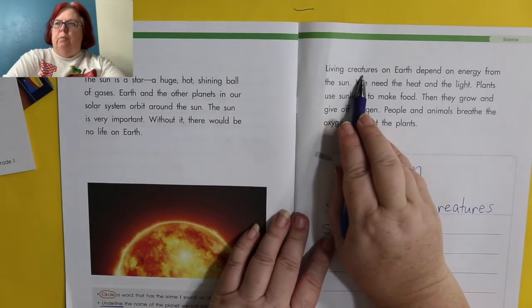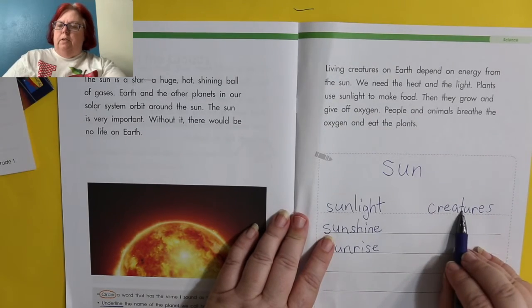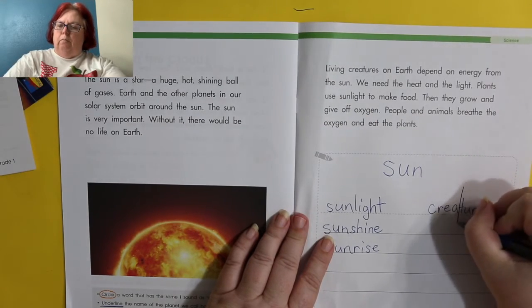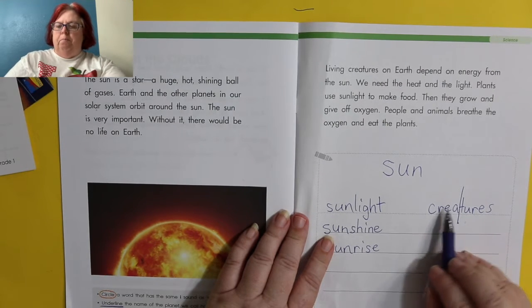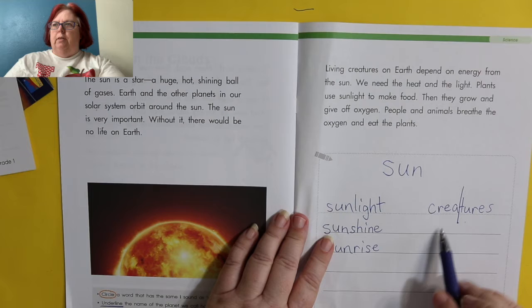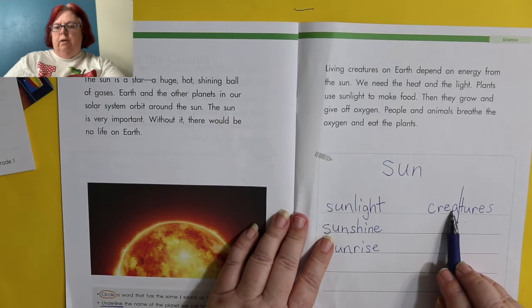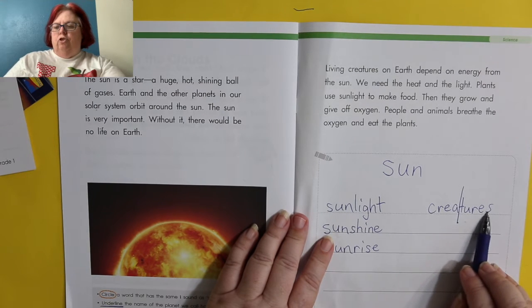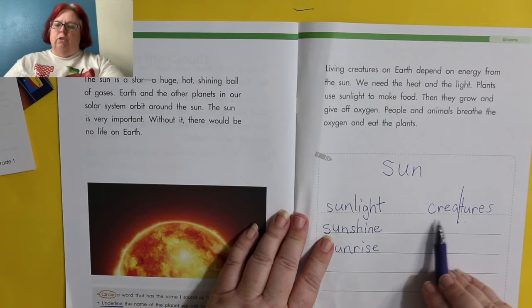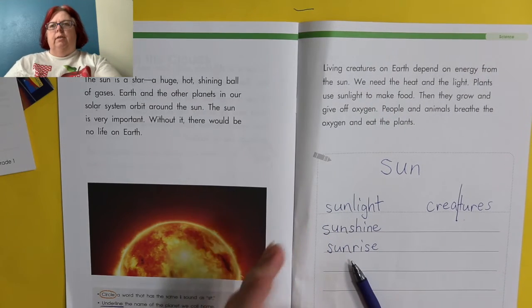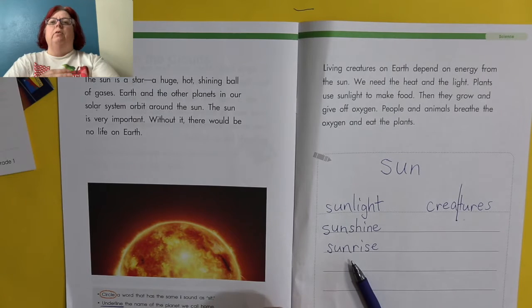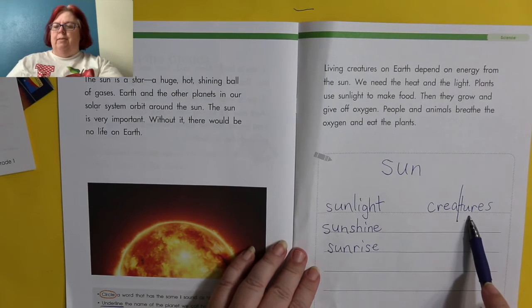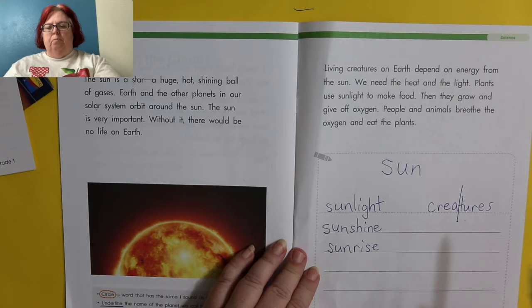So here's that word right here. Now this word splits right here before the T. And this first part then says creatures. Creatures. So see how it has 2? Let's clap that word out. Creatures. 2 syllables. I know it has 2 syllables because it has 2 different vowel sounds.